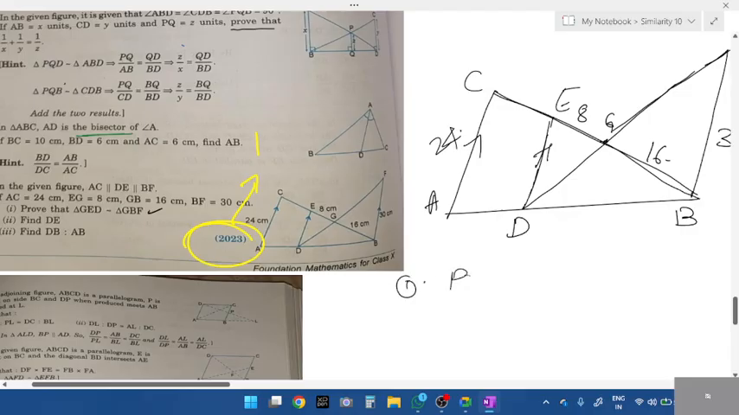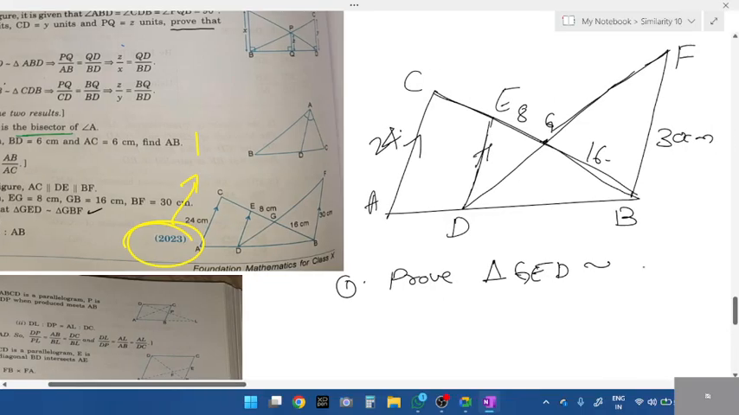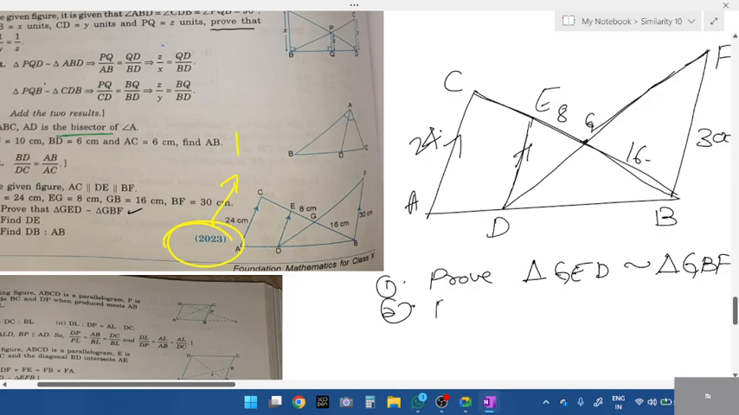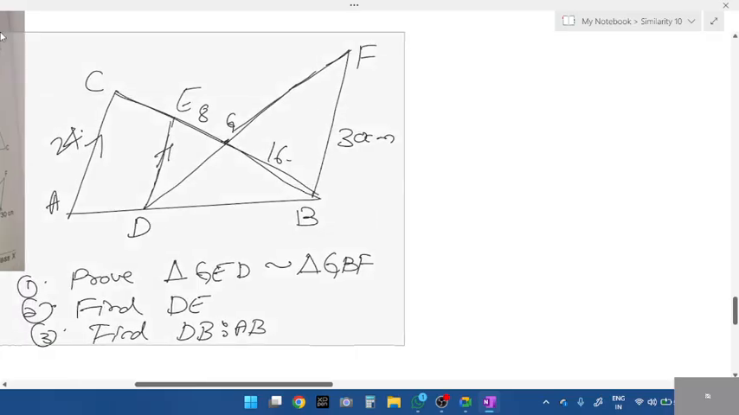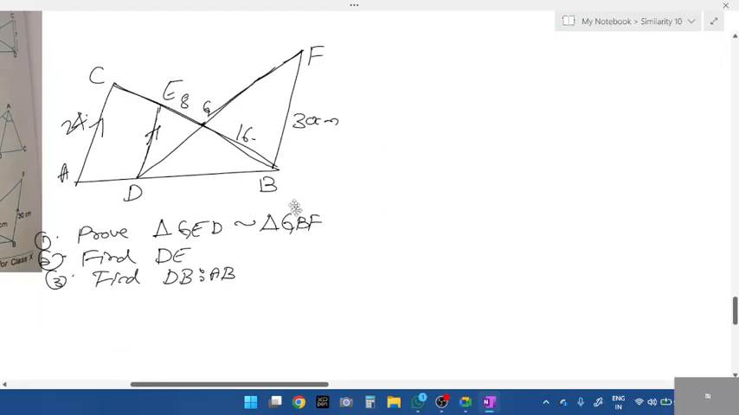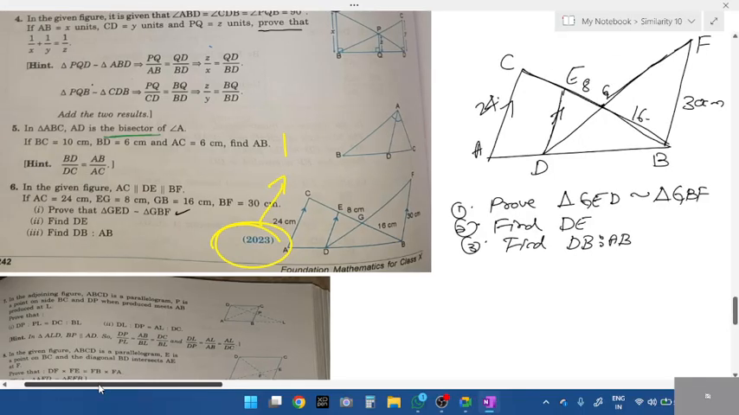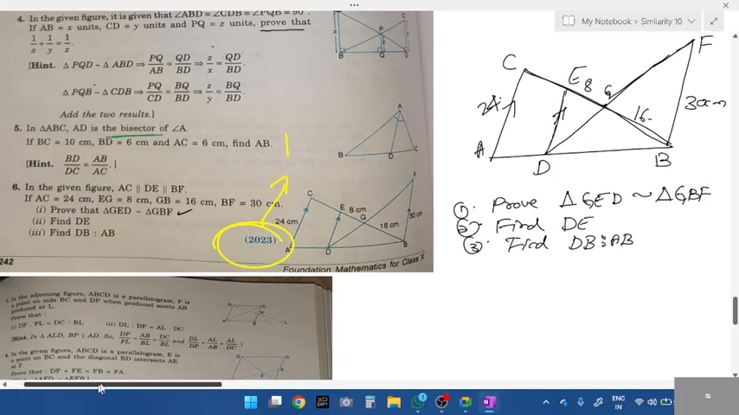What's the first thing you have to prove? Prove that triangle GED is similar to which one, students? Triangle GED, GBF. Second question, find DE. Okay. Third question, find DB is to AB. You will get questions like this, students. So the fourth question was a proving question. Proving they don't ask. They ask these types of question. And which year did they give this question? What year is mentioned there? 2023, right?